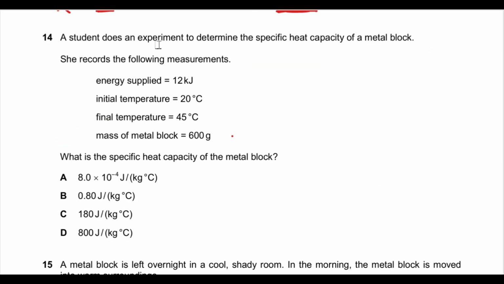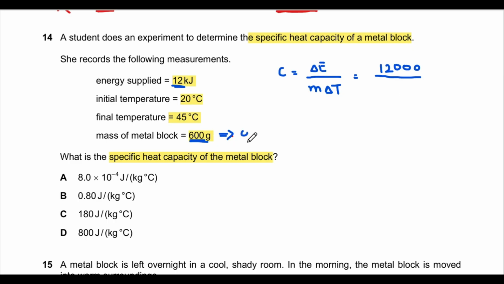Question number 14 says a student does an experiment to determine the specific heat capacity of a metal block. The energy is 12 kilojoules, initial temperature is 20 degrees centigrade, final temperature is 45, and the mass is 600 gram. What is the specific heat? The formula for the specific heat is this. For change in energy, it is 12,000 joules, so I'll put 12,000. And m is the mass, and the mass of the block is 600 grams. We need to convert it into kilograms. We'll divide it by 1000, so it would be 0.6 kg. In place of m, I'll write 0.6.